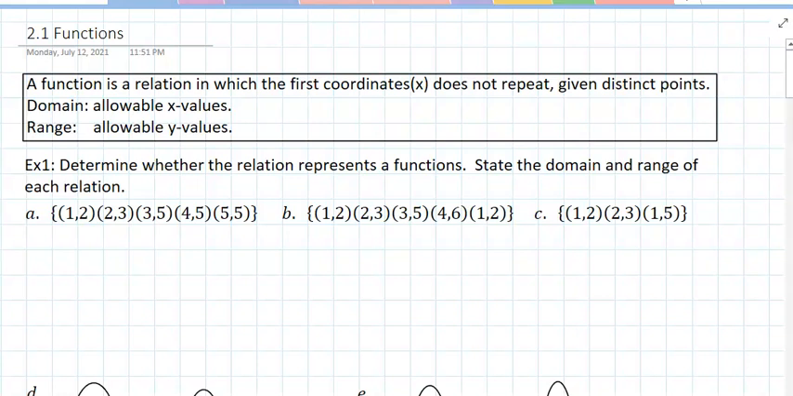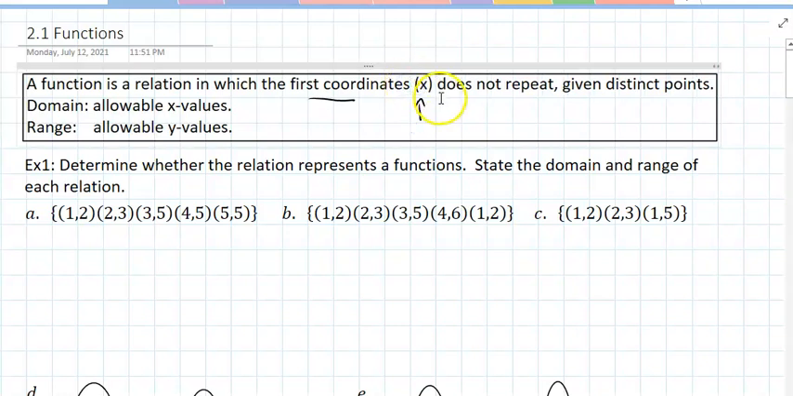Section 2.1. So chapter 2 takes a different direction. Now we're talking about what a function is. A function is a relation in which the first coordinate, namely the x coordinate, does not repeat. Given distinct points, of course. If they list the same point twice, that doesn't count.